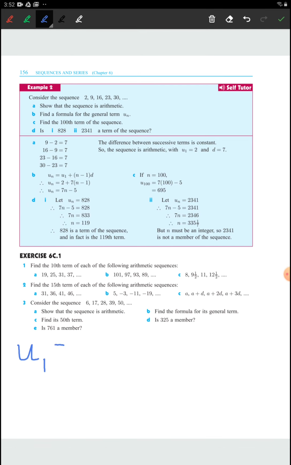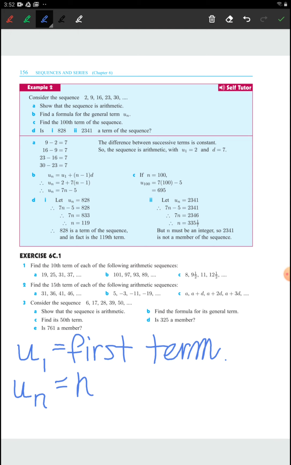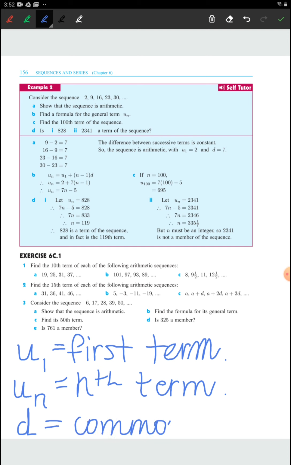So U sub 1 is the first term. U sub N is the nth term. D is the common difference. Okay, and so you've got to know what these represent.